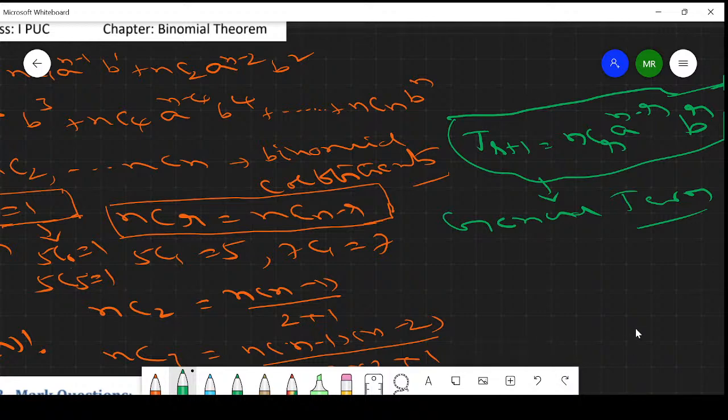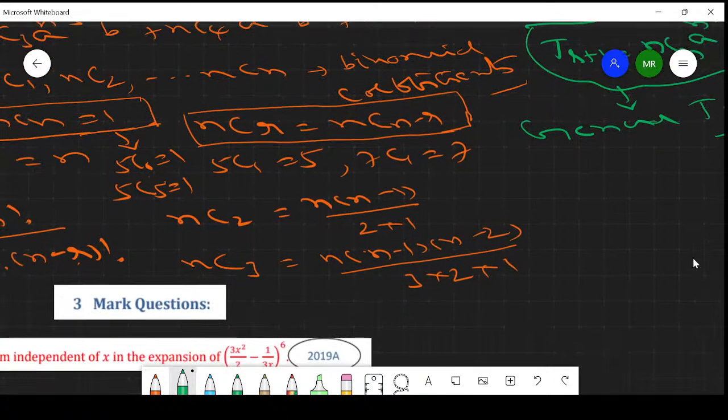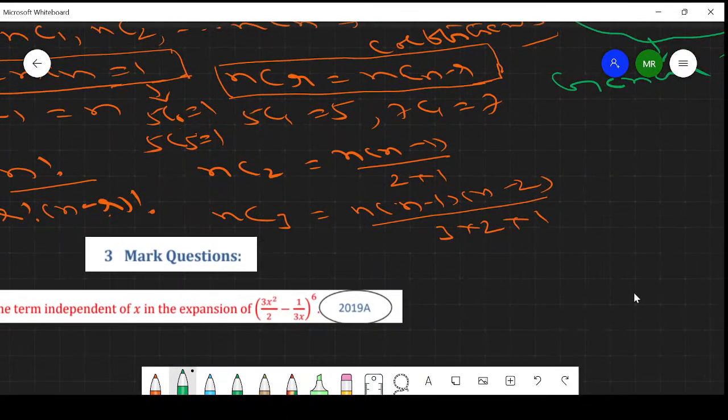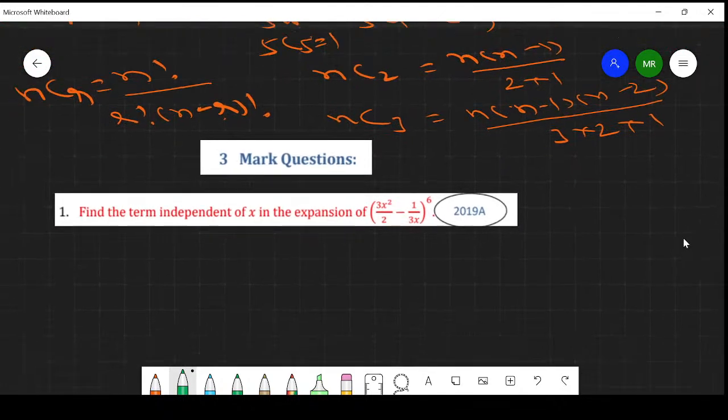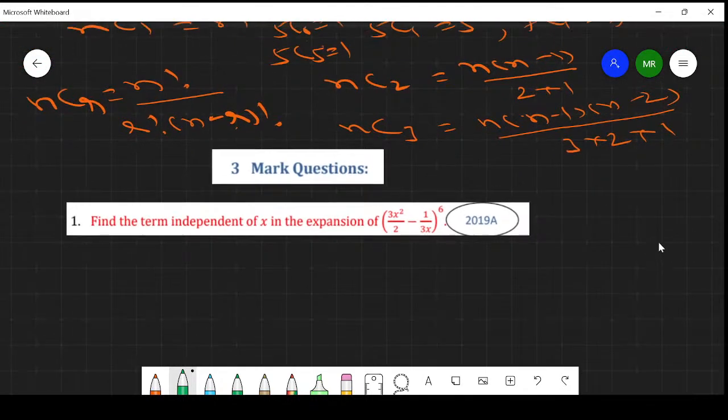Using this point, I am going to explain the problems. Now only 3 marks and 5 marks questions they will ask here. Whenever the concept comes, again I will discuss how to find the middle term, that also I am going to explain. Find the term independent of x in the expansion of (3x square by 2 minus 1 by 3x) whole power 6. Straight away I am going to do a 3 marks question. They are asking only 3 marks question and one expansion. State and prove binomial theorem. Only these questions you will get.